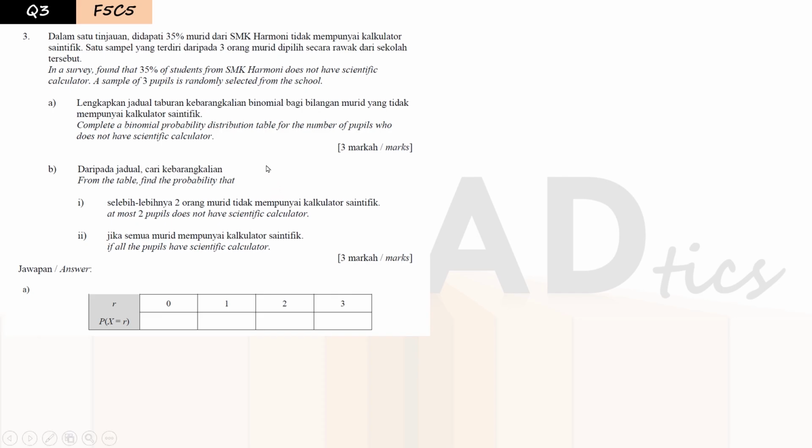Alright, question 3 coming from probability distributions. Right, so here we have a survey and it says that 35% of the students do not have a scientific calculator. Alright, so when you're doing this survey, 3 pupils are randomly selected.